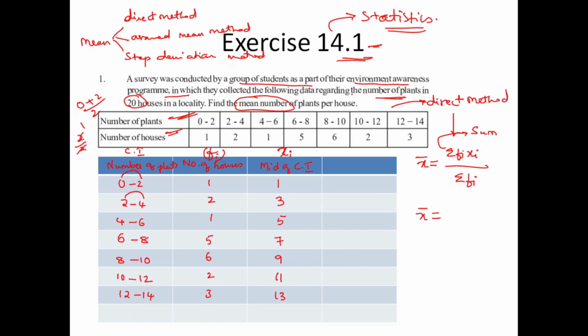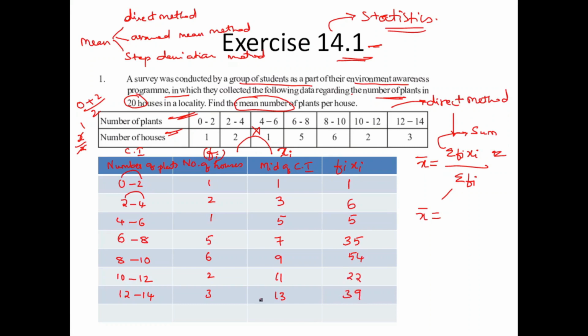So what is required here? Sigma of f of i into x of i is required, which means you need to do the multiplication of f of i into x of i. So 1 into 1 is 1, then 6, then 5 into 7 is 35, then 54, then 22, then 9, and 39.